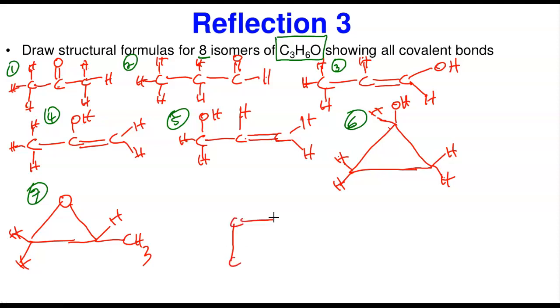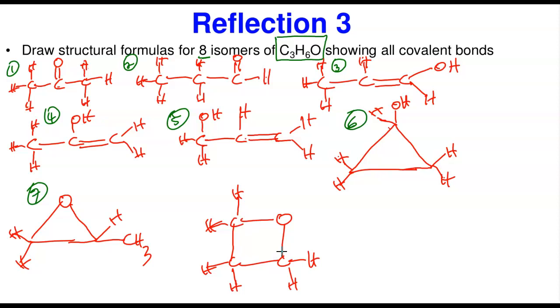Okay, let me put the carbons here now. This is 3 carbon. This is an oxygen. Let's see if we satisfy this and see if it will match. So this is 1, 2, 3, 4, 5, 6. Okay, 6 hydrogens, 3 carbons and 1 oxygen. This is another very good isomer.